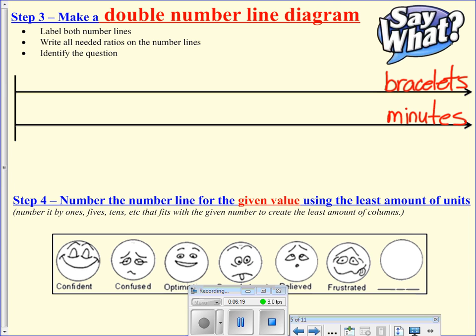So now let's take our table. Everybody put your finger on the table in your notes, under step 2. Take your finger and slide it down to the double number line. That's what we're going to do.